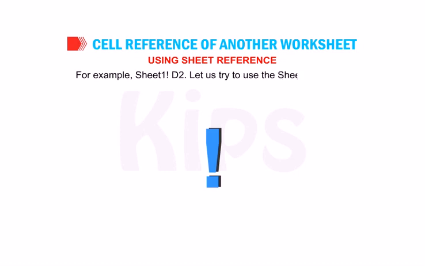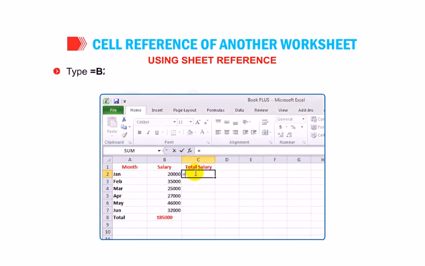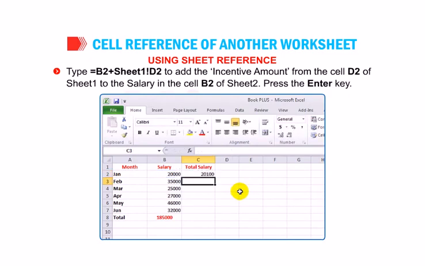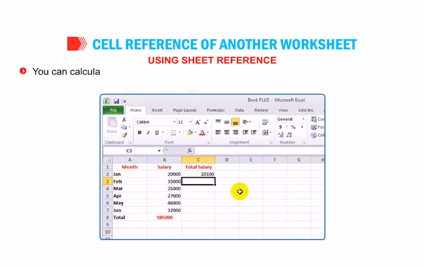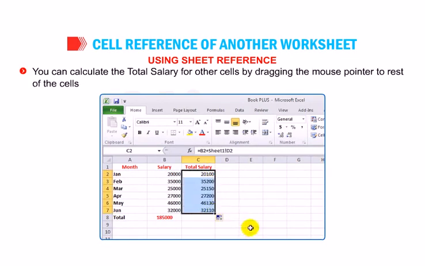Let us try to use the sheet reference. Click on the cell C2 of Sheet 2. Type =B2+Sheet1!D2. To add the incentive amount from the cell D2 of Sheet 1 to the salary in the cell B2 of Sheet 2, press the Enter key. You can calculate the total salary for other cells by dragging the mouse pointer to the rest of the cells when the pointer changes to a copy pointer symbol.